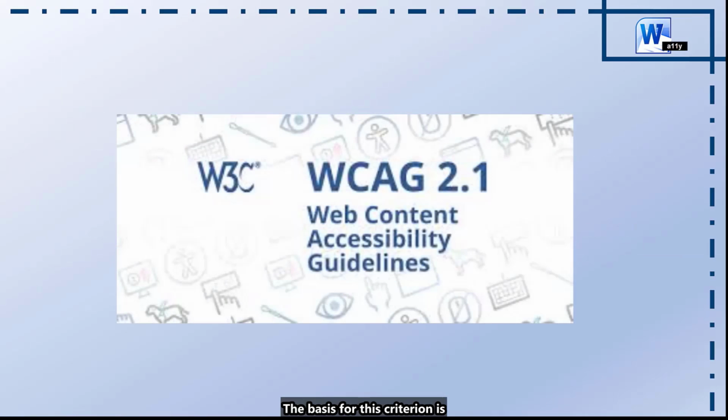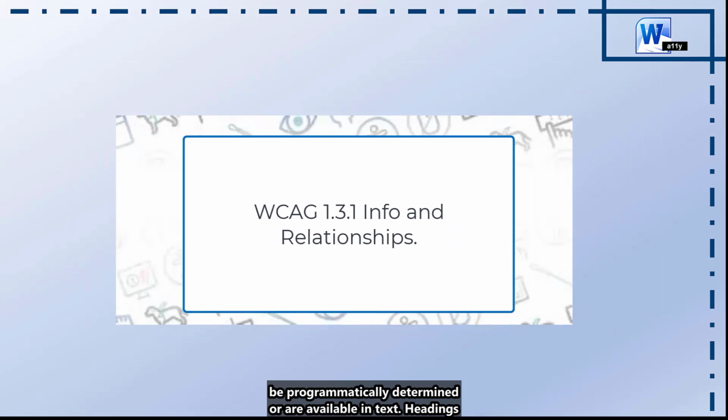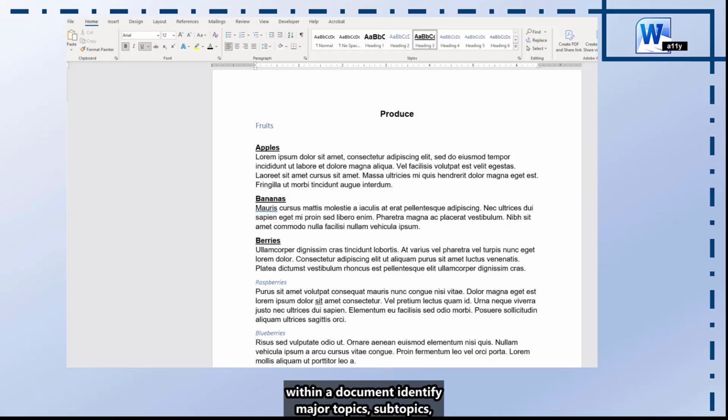The basis for this criterion is WCAG 1.3.1, Info and Relationships. Information, structure, and relationships conveyed through presentation can be programmatically determined or are available in text. Headings within a document identify major topics, subtopics, and other important landmarks in the document.